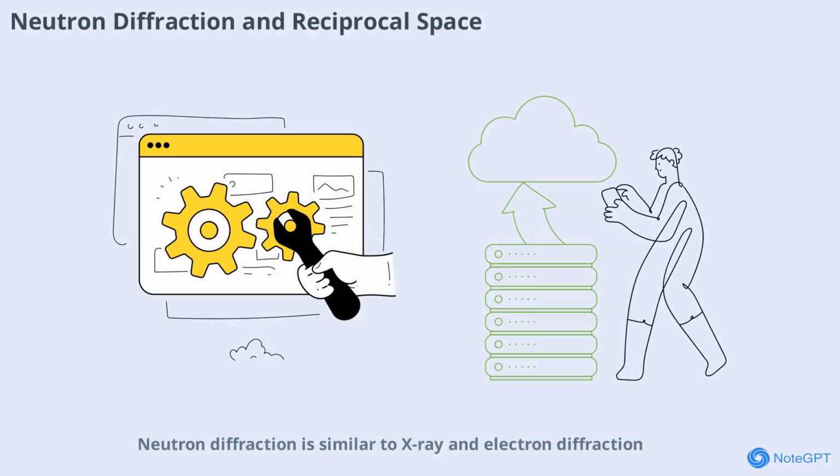Neutron diffraction is similar to X-ray and electron diffraction, but uses neutrons instead of photons or electrons. Neutrons interact differently with atoms, making them especially useful for studying light elements and magnetic structures. Reciprocal space provides the mathematical framework for interpreting neutron diffraction data and for uncovering details that other techniques might miss.